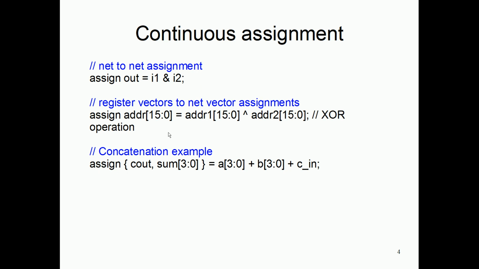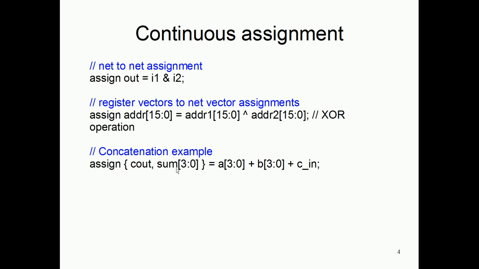Going forward, let's do some example assignments. A net to net assignment would be, let's say these are the input nets I1, I2, and we're continuously assigning out equals I1 and I2. For register vector assignment, say these are 16-bit addresses. We're doing an XOR between address 1 and address 2, both 16-bit, and assigning the evaluated XOR value into the address.